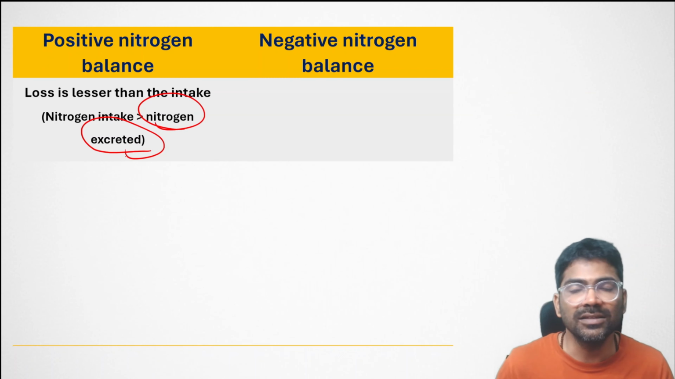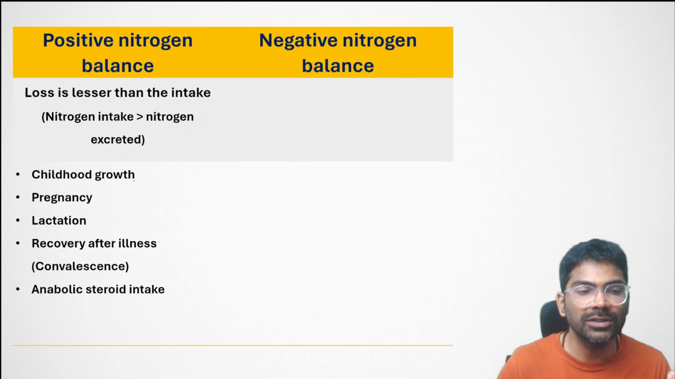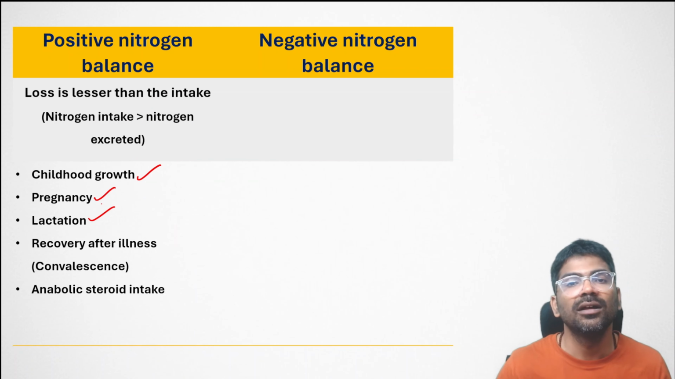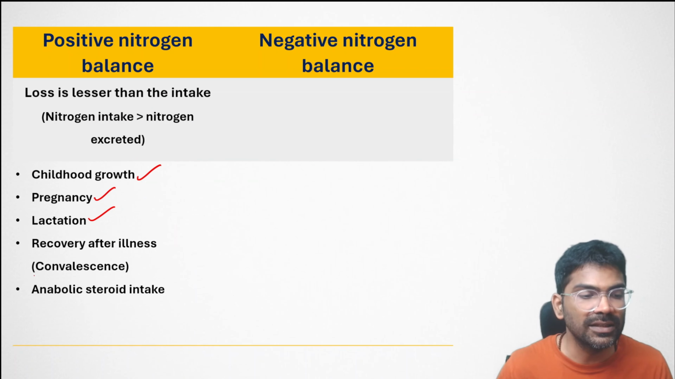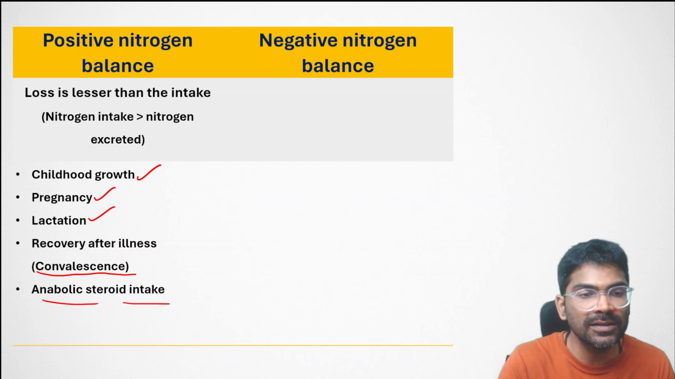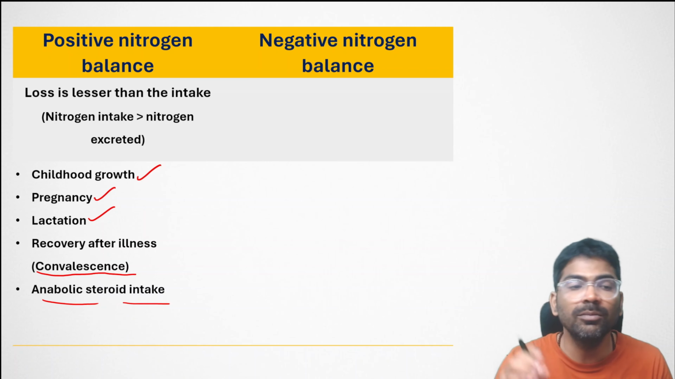What are the conditions in which there will be more protein synthesis? A child which is growing needs lot of protein. So childhood growth, pregnancy, lactation, recovery after illness, that is convalescence, anabolic steroid intake. So all these conditions lead to more protein synthesis compared to protein breakdown.